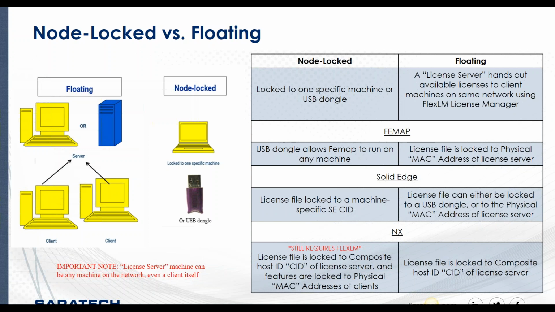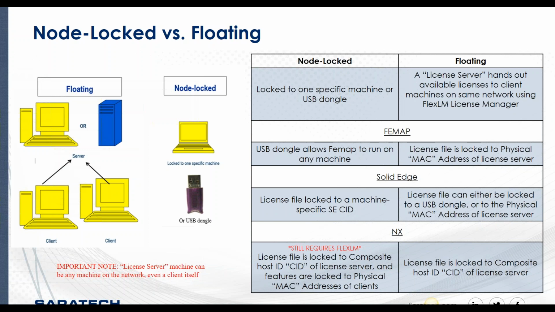Now for FEMAP, you will purchase a USB dongle, and that will allow FEMAP to run on any machine. So that's for node-locked. But for floating with FEMAP, it is specific to a license file that is locked to a MAC address. That is the 12-digit address that we'll talk about later in the computer information, the 12-digit code of the license server. So not the client machine, it's of the license server.